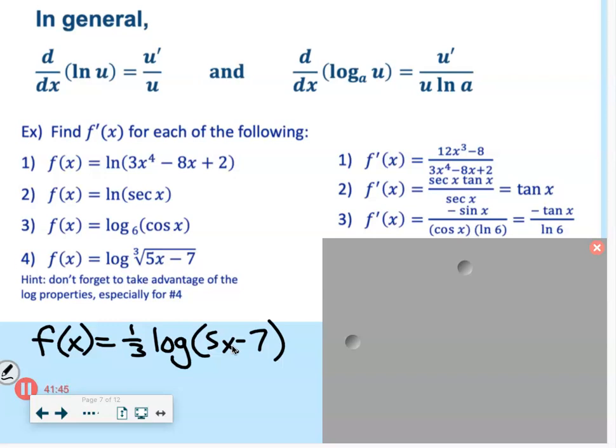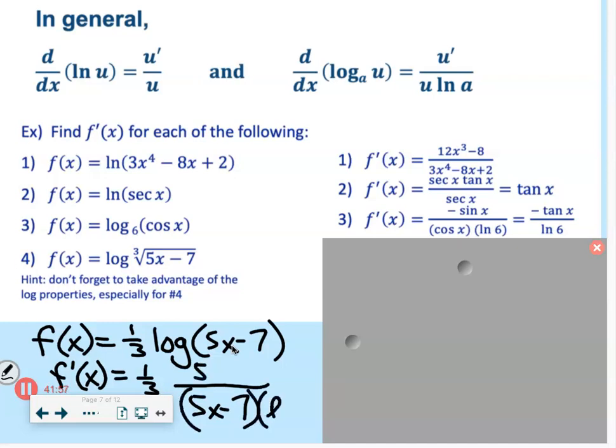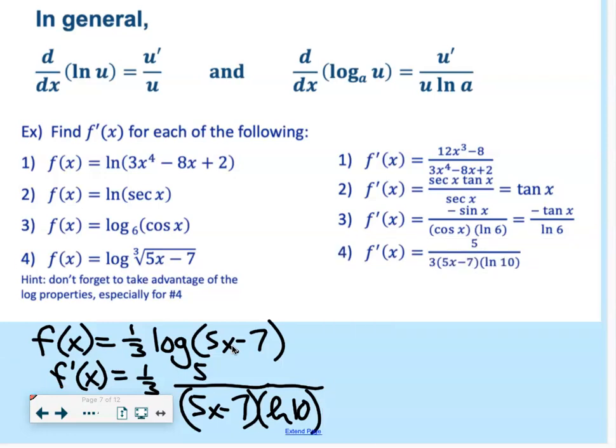So your f prime is just 1/3, and then guts go on the bottom, derivative goes on the top. Don't forget to divide by the ln of the base. And I was telling a group the other day, meaning like 2 minutes ago, that you have to be careful with your fraction bars, especially on the AP exam.